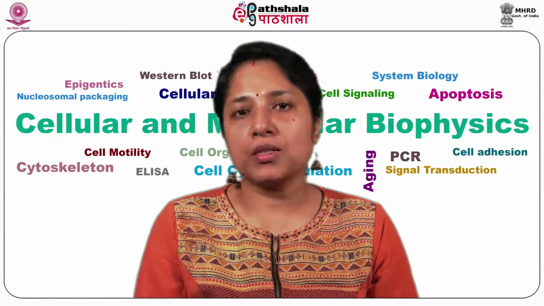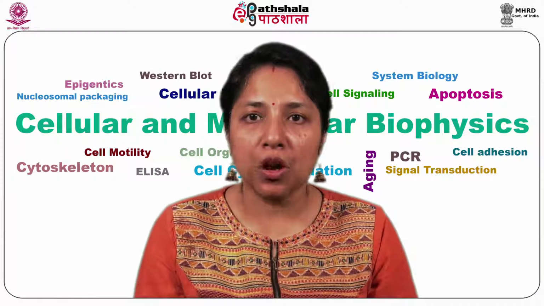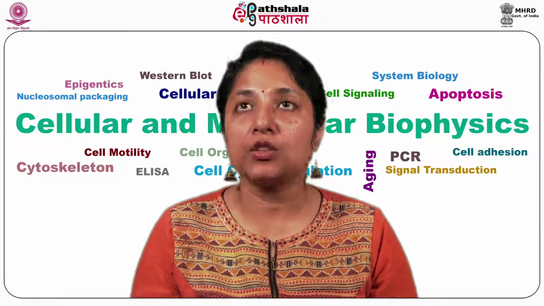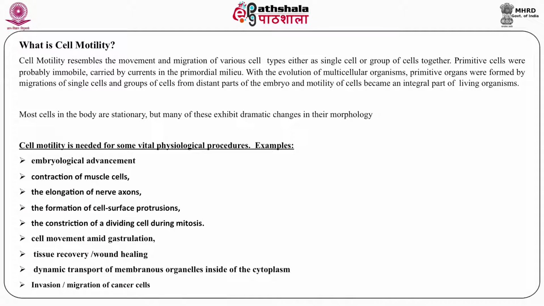the contraction of muscle cells, the elongation of nerve axons, the formation of cell surface protrusions, the constriction of a dividing cell during mitosis. Cell motility is needed for some vital physiological procedures amid development, for example, cell movement amid gastrulation, tissue recovery, and embryological development. A type of cell motility includes the dynamic transport of membranous organelles inside the cytoplasm and its required distribution of metabolites, hormones, and different materials inside the cell.